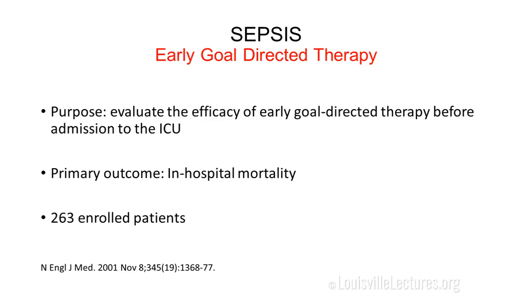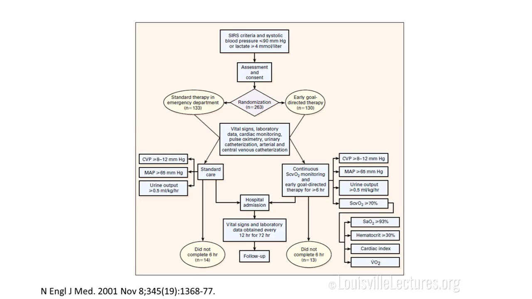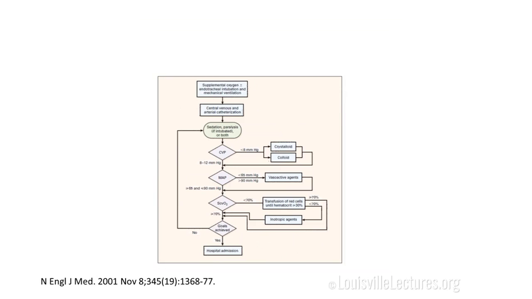But this study was different in that it looked right when the patients came to the emergency room, the first 6 hours. And the primary outcome was in-hospital mortality. And again, this was a single-center study. It enrolled only 263 patients. And basically, this is to show the randomization process. The patients who got early goal-directed therapy would have CVP, central venous oxygen saturation, urine output, and hematocrit monitored, whereas the patients who got standard care would only have the CVP, the mean arterial pressure, and the urine output looked at. So this is what the early goal-directed therapy was.